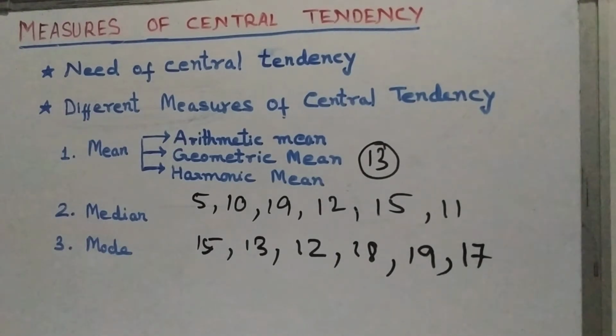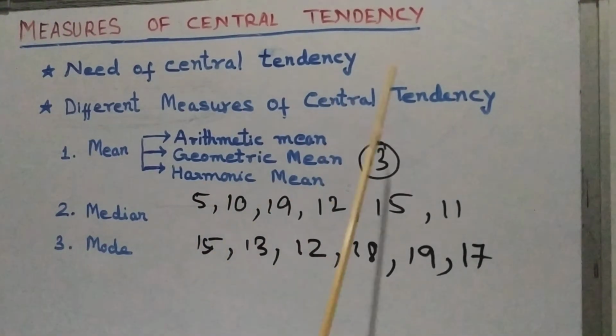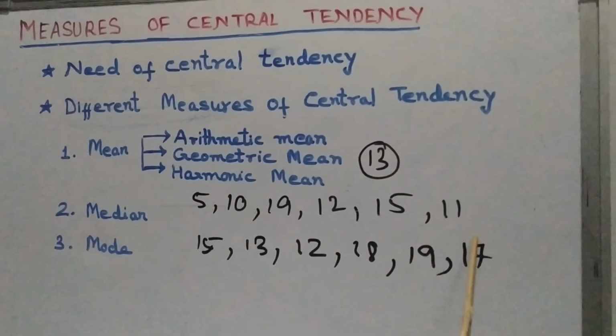So hope it is clear what is central tendency and what is a measure of central tendency. A measure of central tendency is a different way or technique or formula to find the central tendency of a particular set of data.